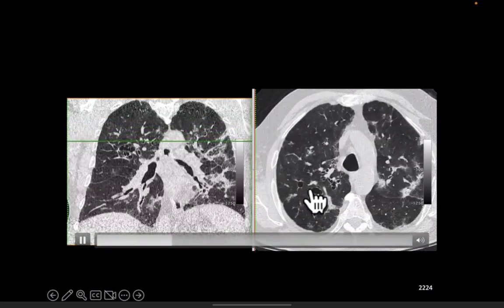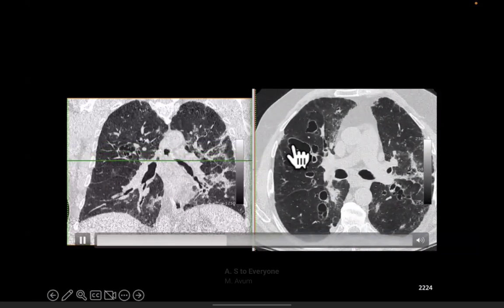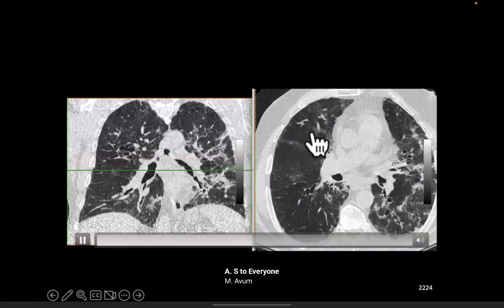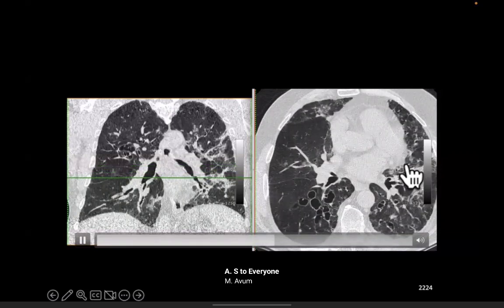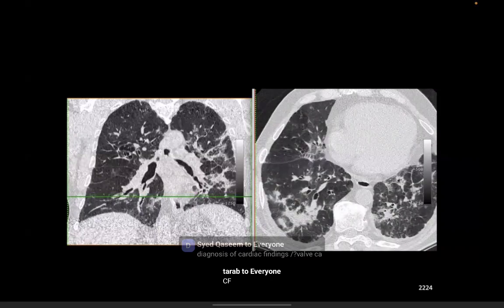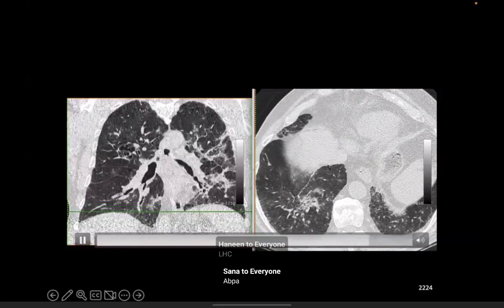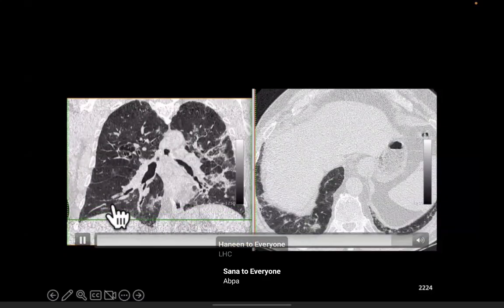Okay, so we've got bronchiectasis, bronchoceles, gas-filled bronchi, bronchoceles which are full of fluid, and this is a patient with allergic bronchopulmonary aspergillosis, or ABPA.